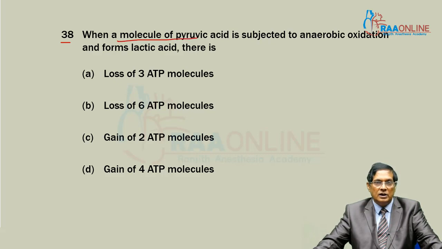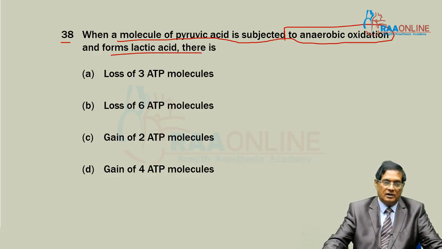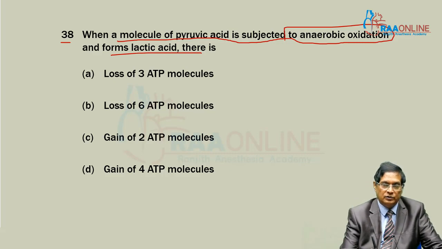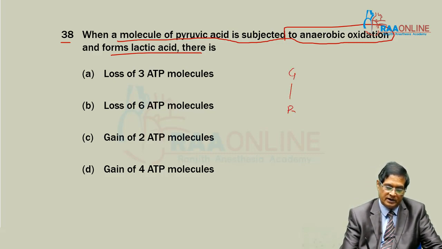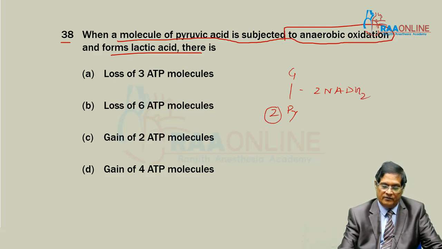A molecule of pyruvic acid is subjected to anaerobic oxidation, that means no Krebs cycle, and it forms lactic acid. When glucose is converted into pyruvic acid, there are 2 NADH2, but pyruvic acids are 2. And the value of ATP is actually 6 for 2 NADH2, if it enters the mitochondria.